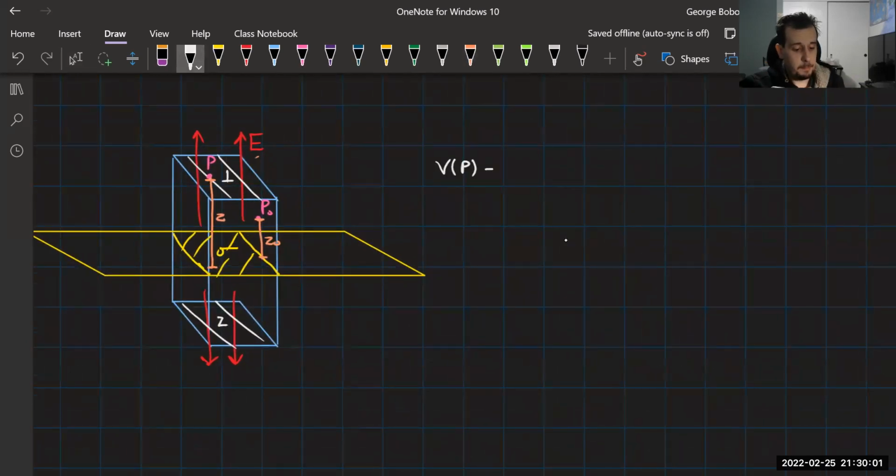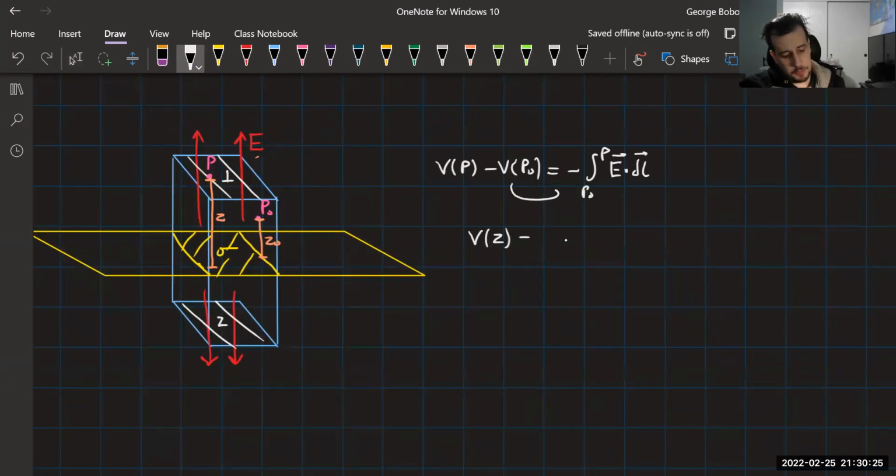V at P minus V at P naught, that's our reference to P naught, is equal to the integral from P naught to P of E dot dL. Okay, so I understand that P here stands at the value Z. I'll move this on the other side. And P naught again is at a value of Z equal to Z naught.